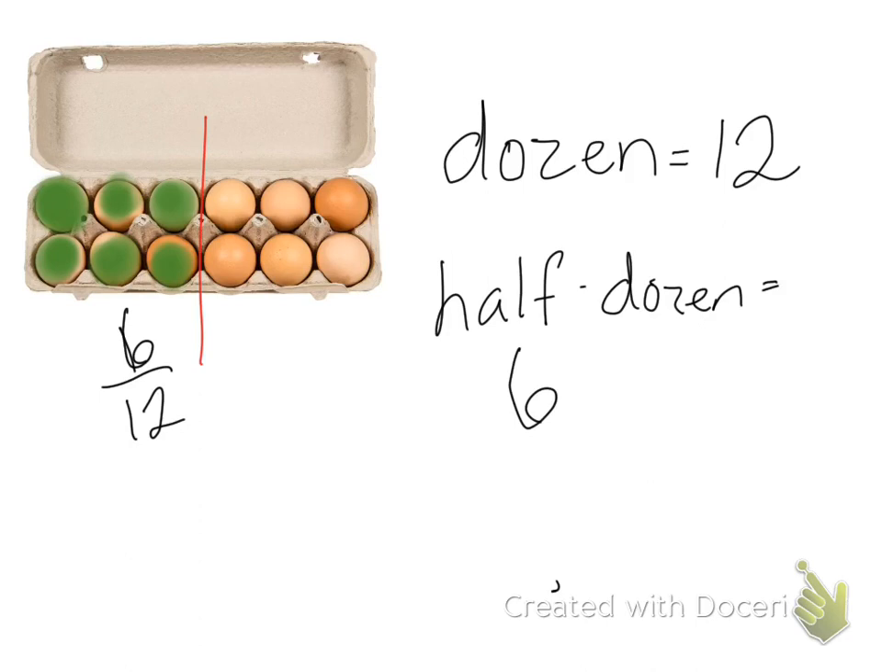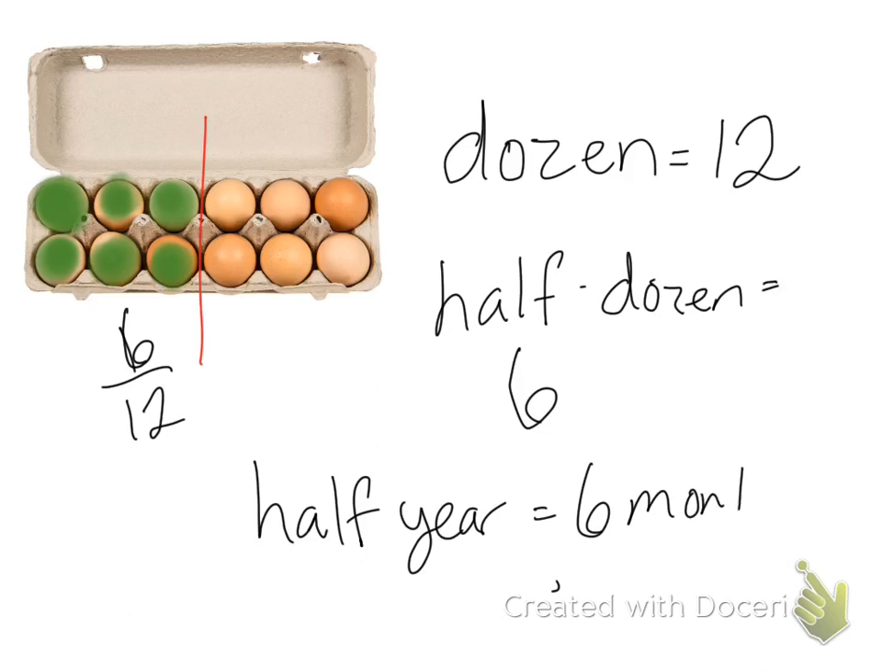All right, so if I have half a year, how many months is that? Well, half a year would be the same as 6 months. Okay, if I have half a foot, that would be 6 inches. Okay, and that's all for today's lesson. Good luck on your homework.